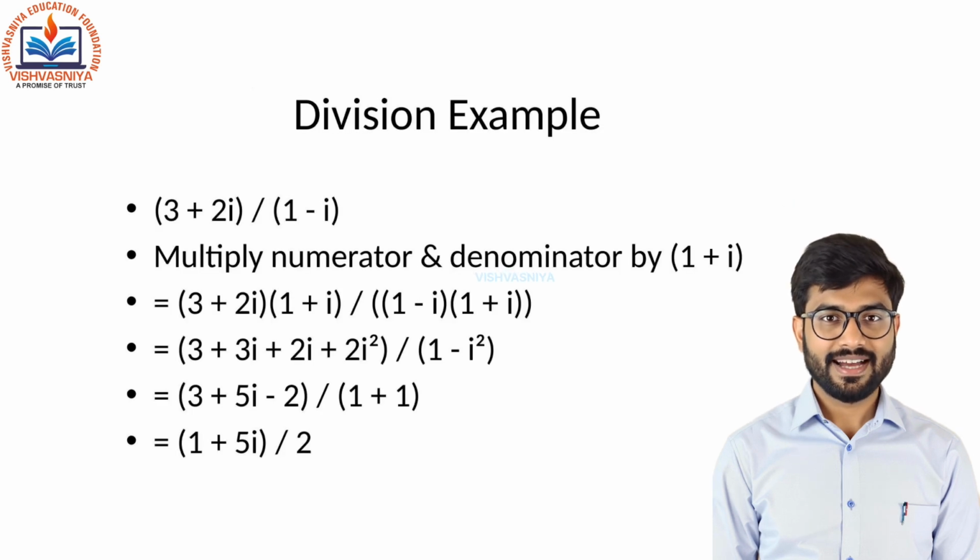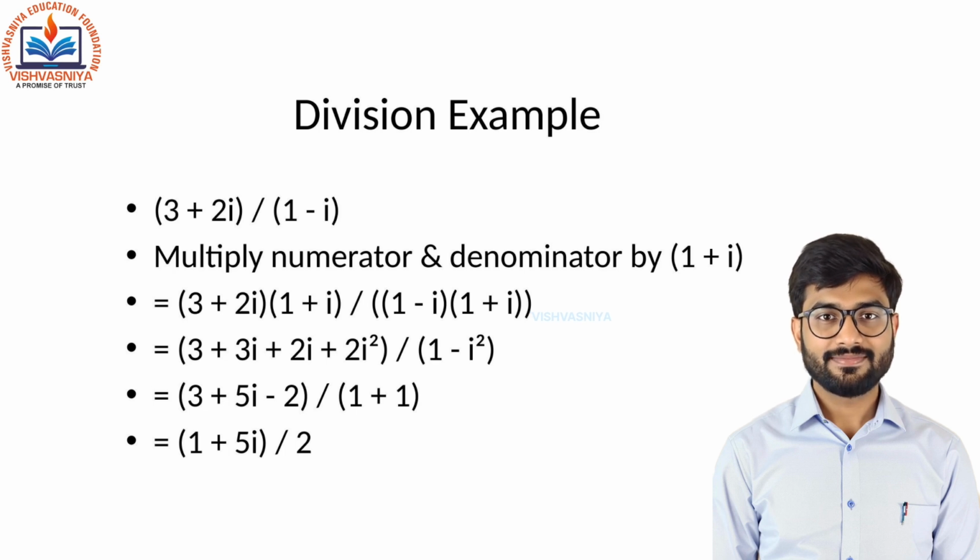Division of complex numbers. For division, multiply numerator and denominator with the conjugate of the denominator. Example: (3 plus 2i) divided by (1 minus i). Step 1. Multiply numerator and denominator with (1 plus i). So numerator is equal to (3 plus 2i)(1 plus i). Denominator is equal to (1 minus i)(1 plus i).